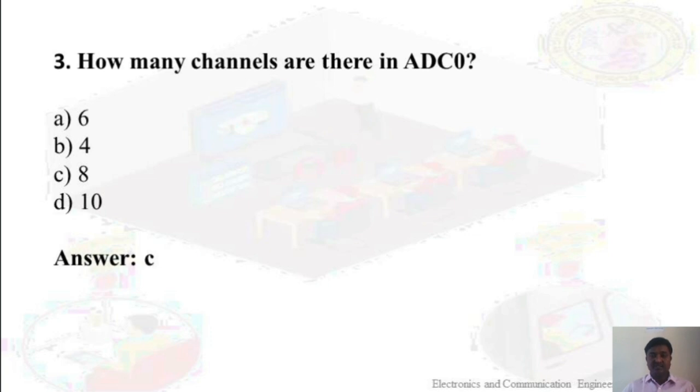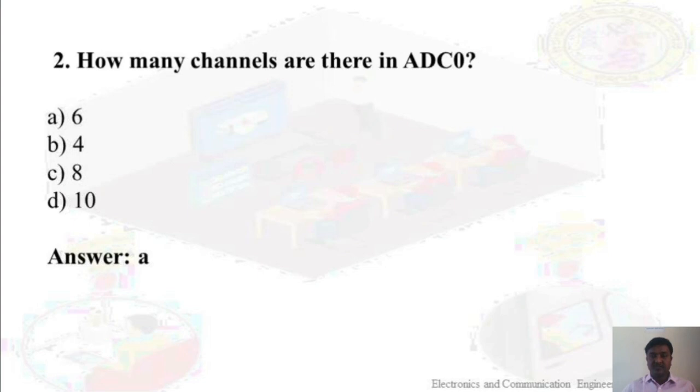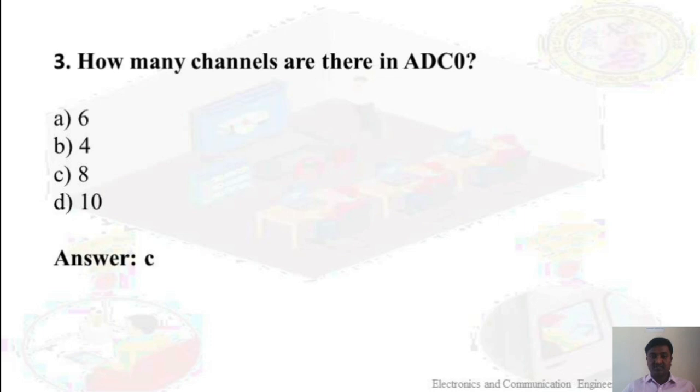Answer C is correct. 8 channels are present in the previous one. We have seen ADC 0 has 6, so that answer is correct. The third question: how many channels are there in ADC 1? Here the answer C, 8 channels, is correct.